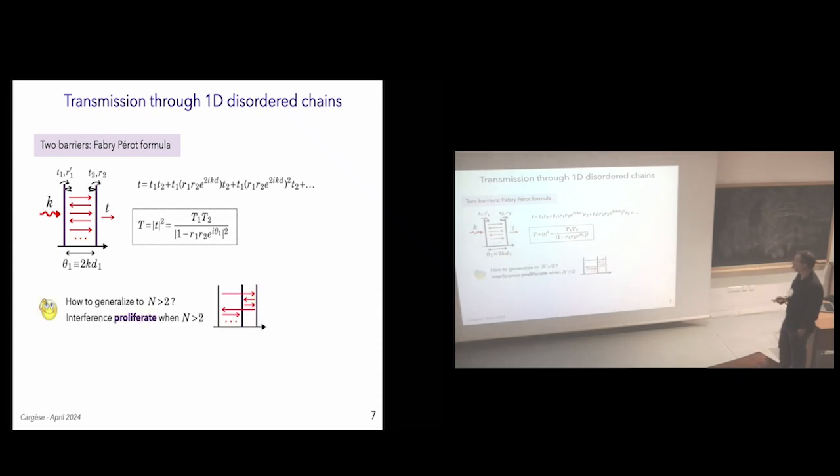Indeed, if you have more than two barriers, the number of interference processes, reflection processes that you need to count becomes much higher. Actually, the interference processes to be counted grow exponentially with the number of barriers. So this means that not only is it difficult to generalize the Fabry-Perot formula to n barriers, but even if you manage to do it, the average over disorder will probably be extremely difficult, because this disorder appears already for two barriers in a denominator.